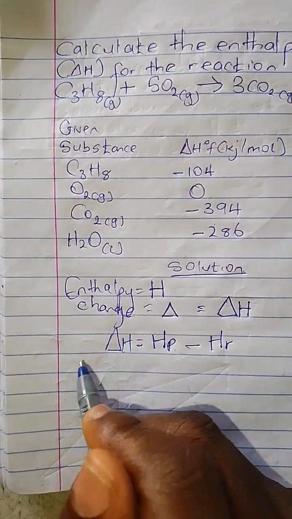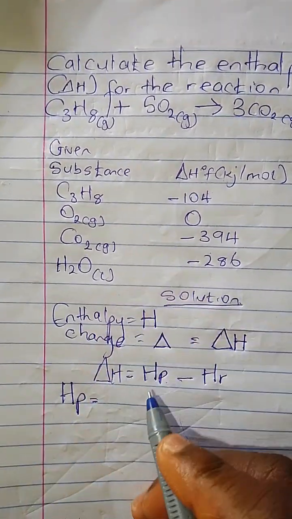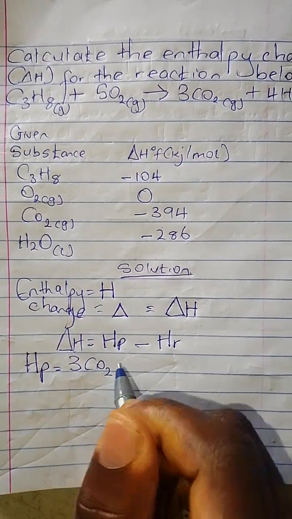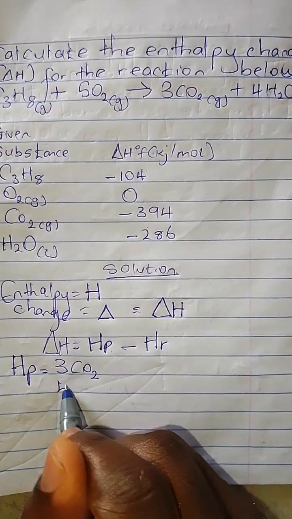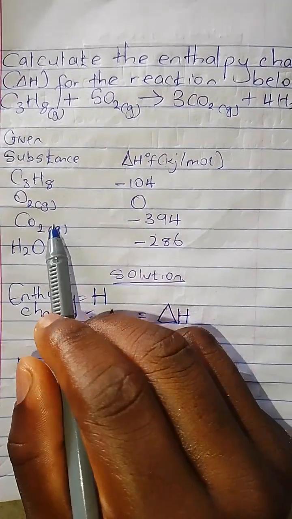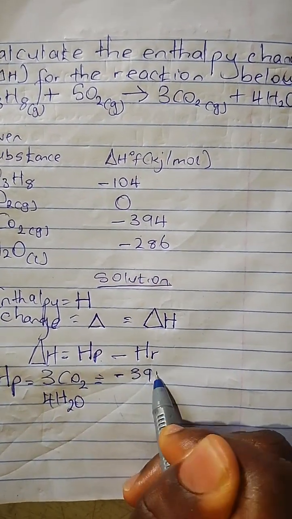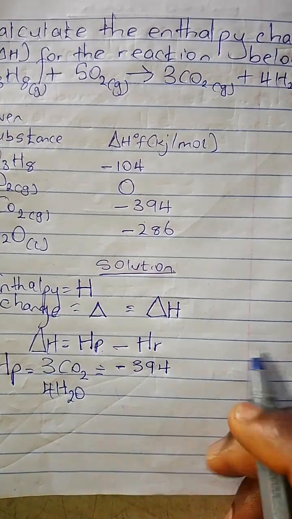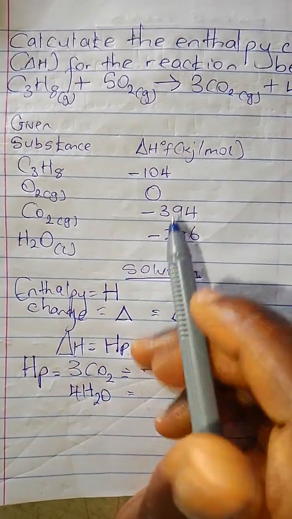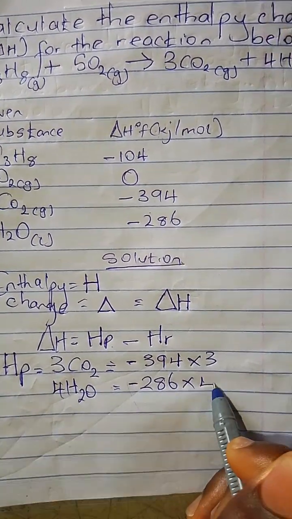First of all, the heat of product, HP. Let's bring out our products. Our products are 3 moles of carbon dioxide plus 4 moles of water. For carbon dioxide, the heat change is minus 394. It is always given in the question. And take note, we are going to multiply it by the whole number that is present, times 3. That of water is minus 286, times the whole number, which is 4.